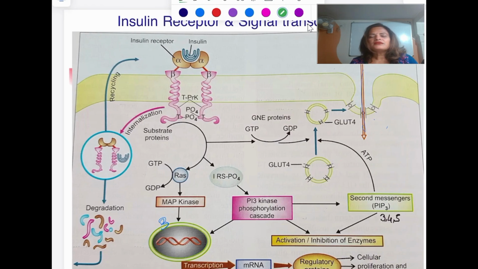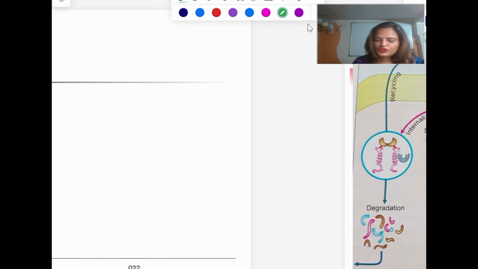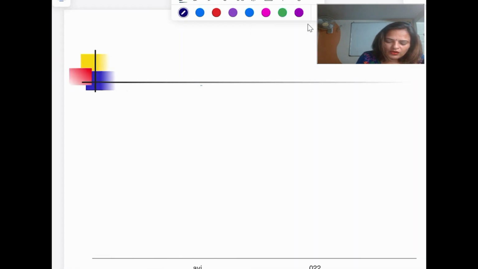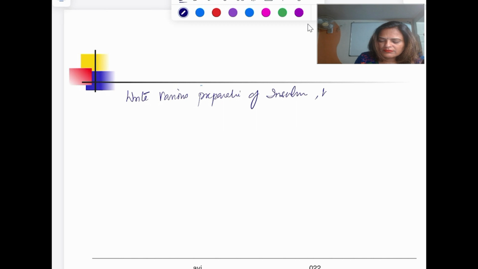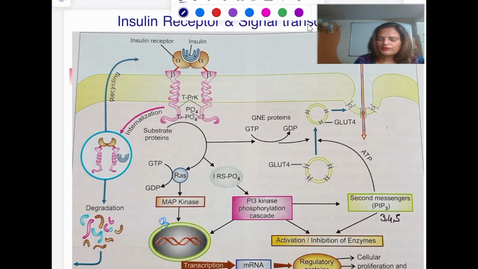Now the next one is the mechanism of action. Usually the question asked is to classify or write the various preparations of insulin, or the classification of insulin. Write its mechanism of action, therapeutic uses, adverse effects. So mechanism of action, this I have taken in the first video.